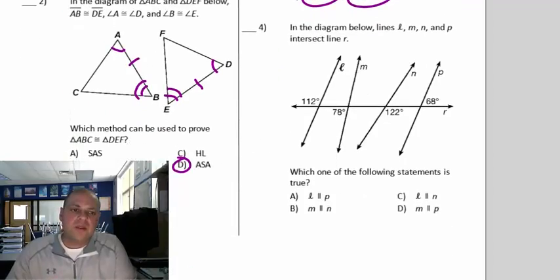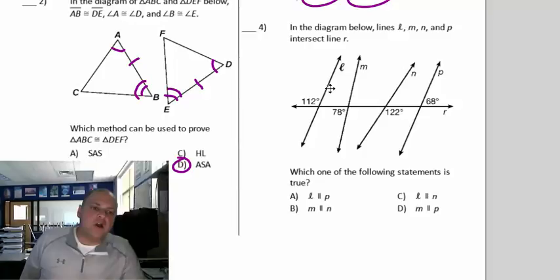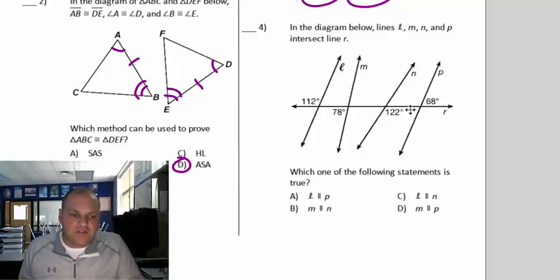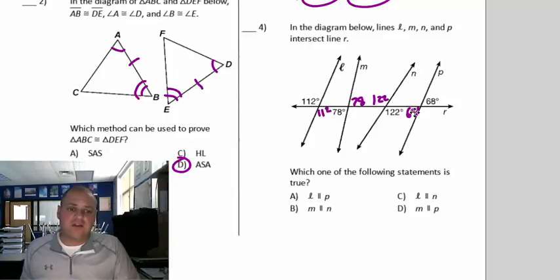Number 4 here. There's a lot going on here. Which one of the following statements is true? All right, so we got to use what we know here. We know vertical angles, so we know intersecting lines. We know this is going to be 68 degrees right here because of the vertical angles. We know this is going to be 122. Okay, we know this is going to be 78, and we know this is going to be 112 right here. So that's just with vertical angles. That's all I did there.